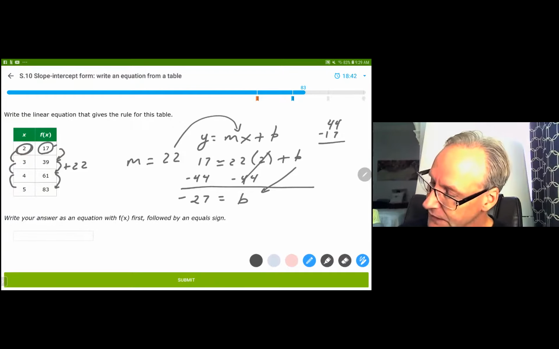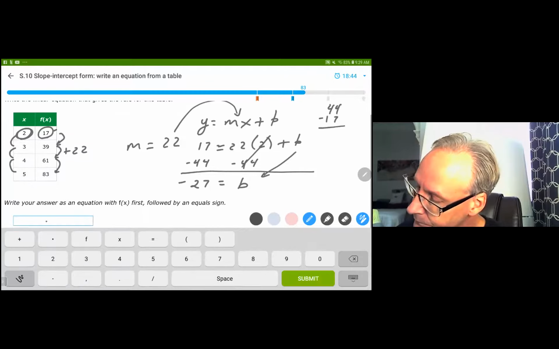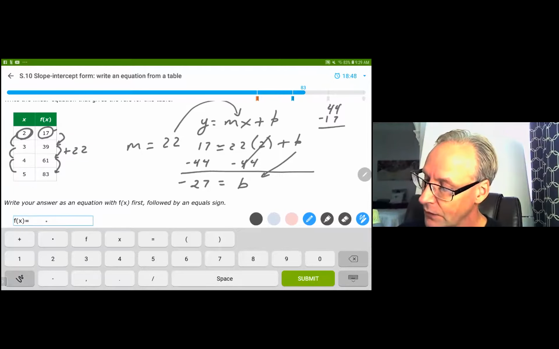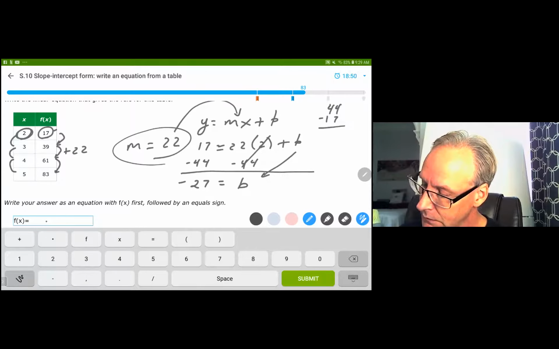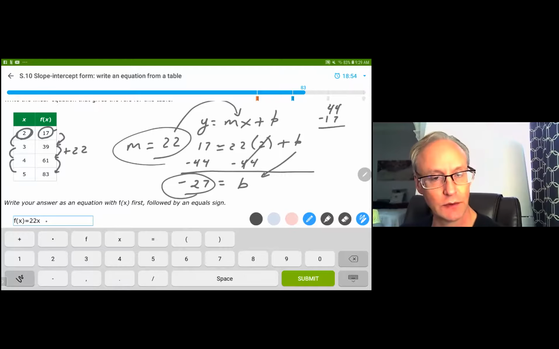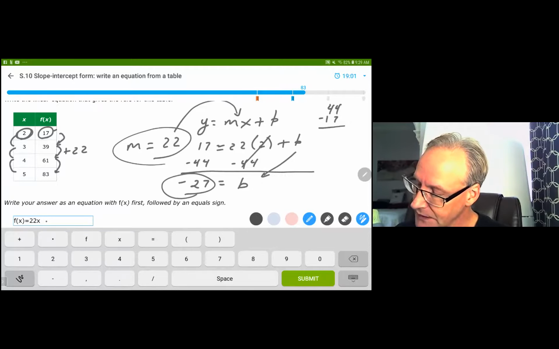So it looks like we have f of x equals, I have a slope of 22, and I'm going to subtract 27 in order to get that. Now I could say plus negative 27, that would work, but go ahead and put the minus 27, it's going to work out better.